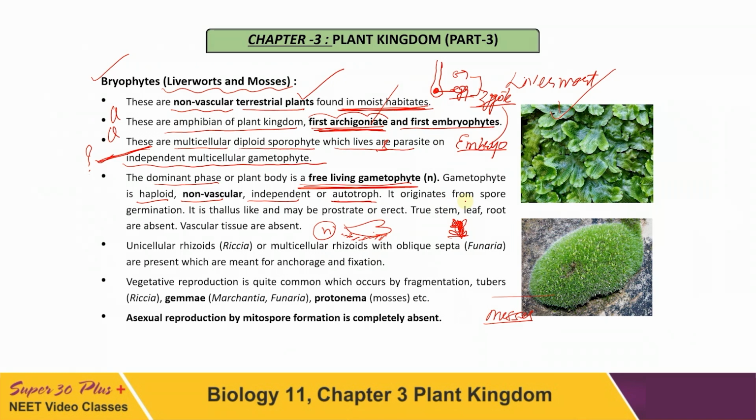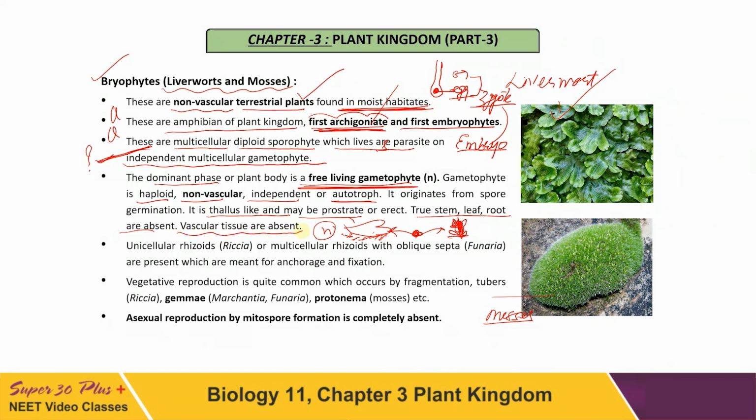It originates from spores. The spore which is formed in sexual reproduction will develop either into this structure or this structure. The thallus-like, this is the thallus body. It is prostrate, which is just flat, remaining attached to the ground, and true stem, leaf or root are absent. This is the erect structure in which true stem, leaf or root are absent, and I told you vascular tissues are also absent.